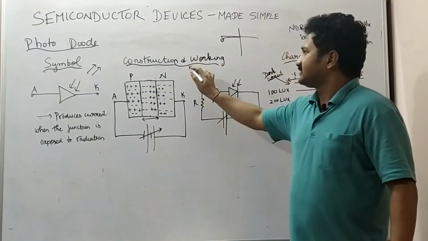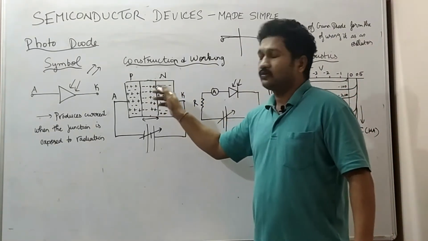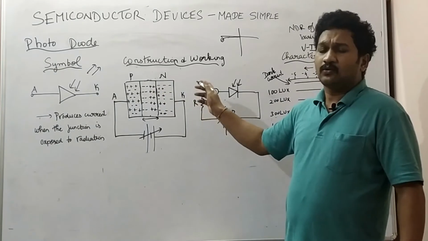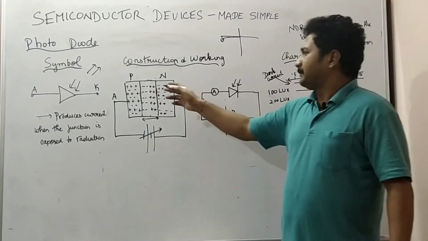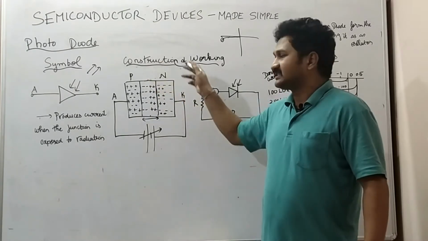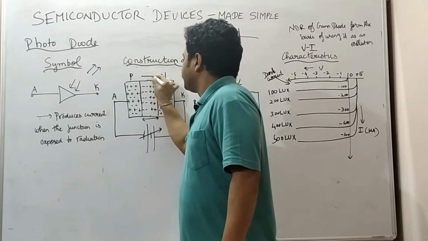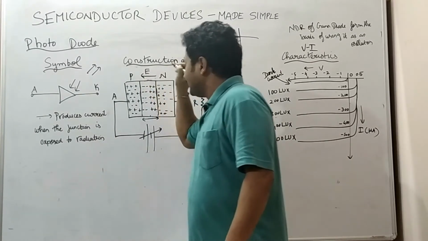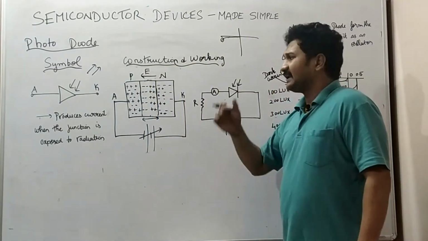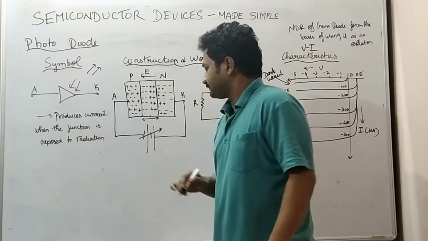Going to the construction and working, the construction is similar to that of a PN junction diode. In a PN junction diode, the P type will have holes and the N type will have electrons, and there will be minority charge carriers. In addition to that, there will be an electric field developed in the depletion layer, near the junction.